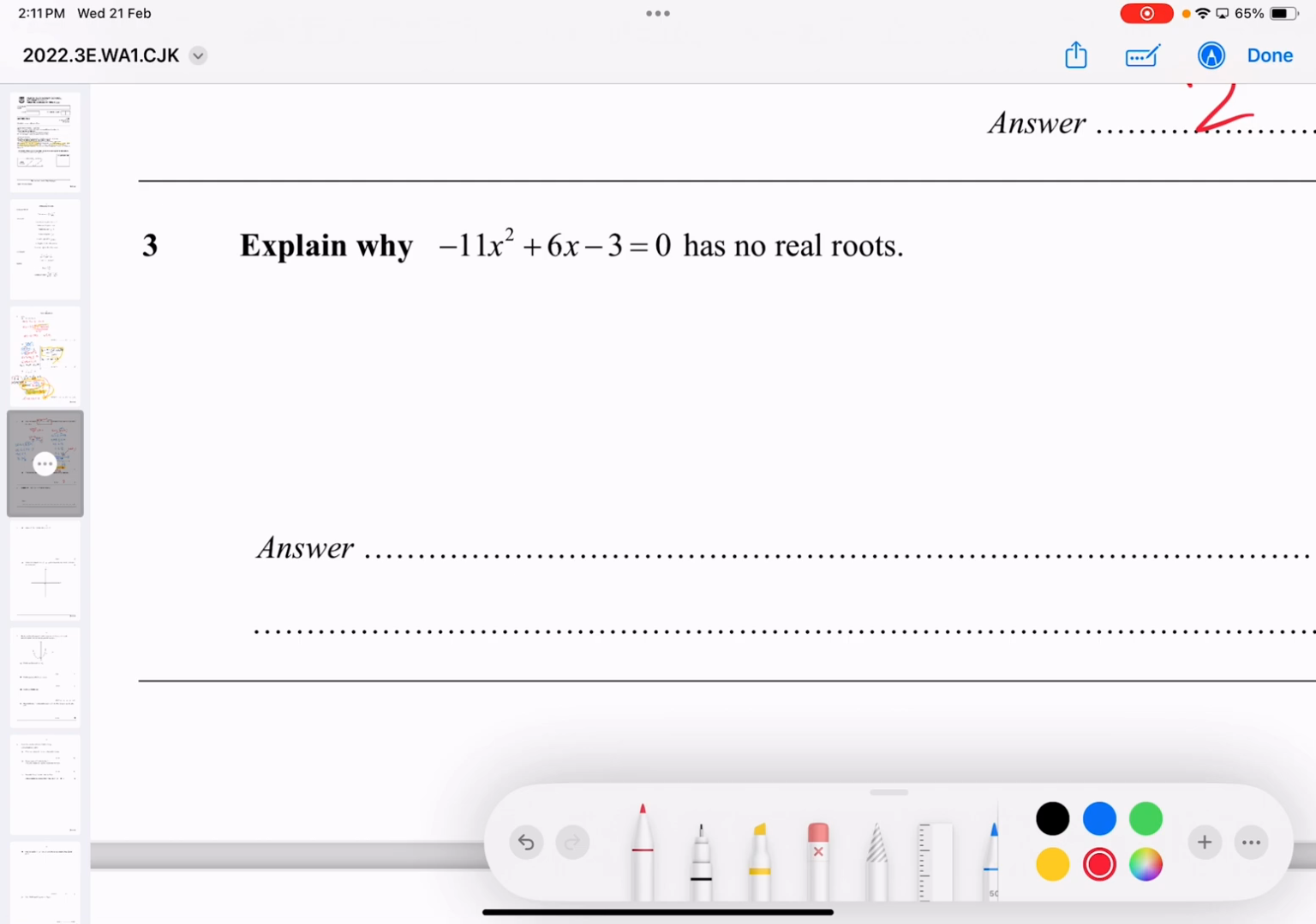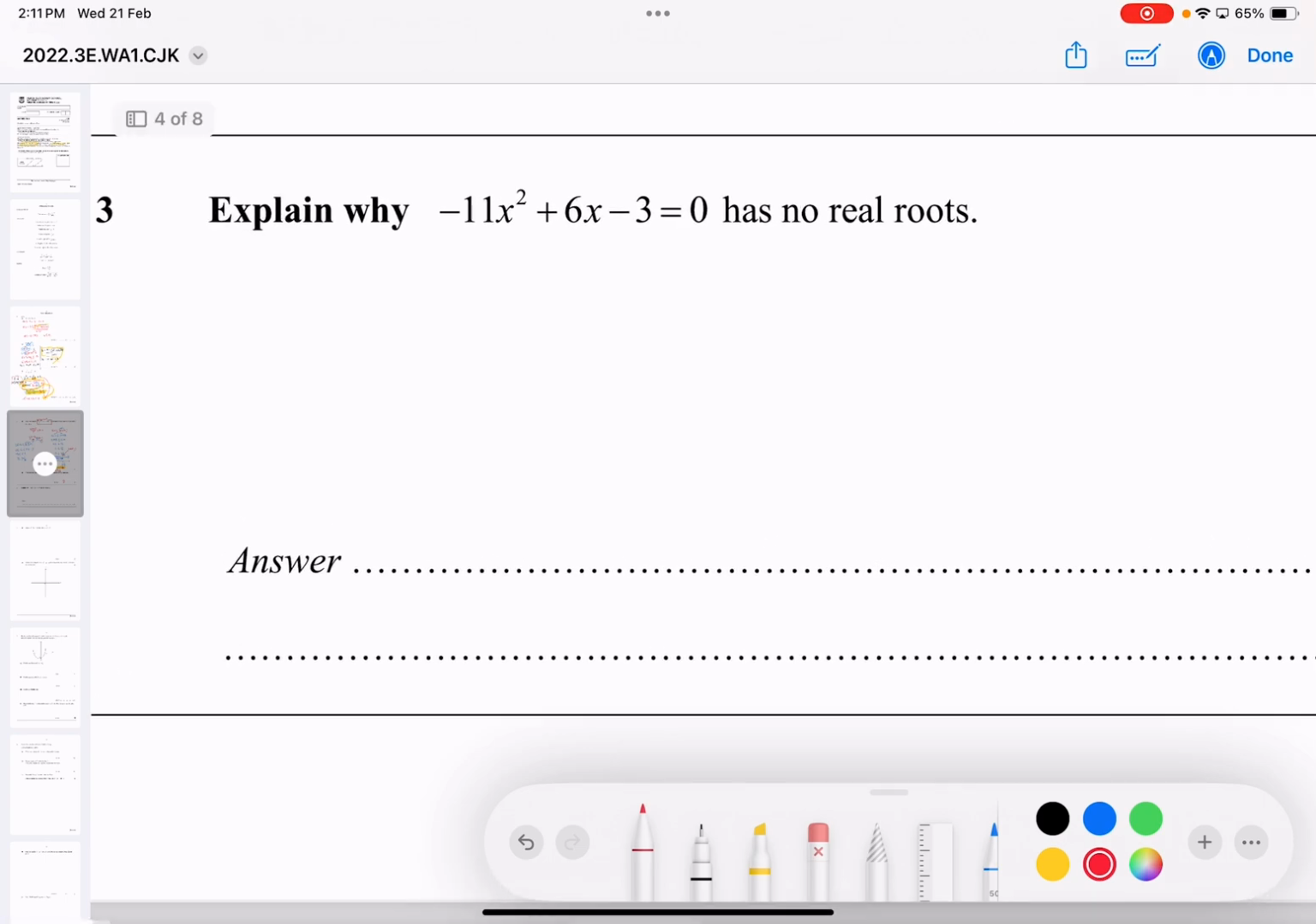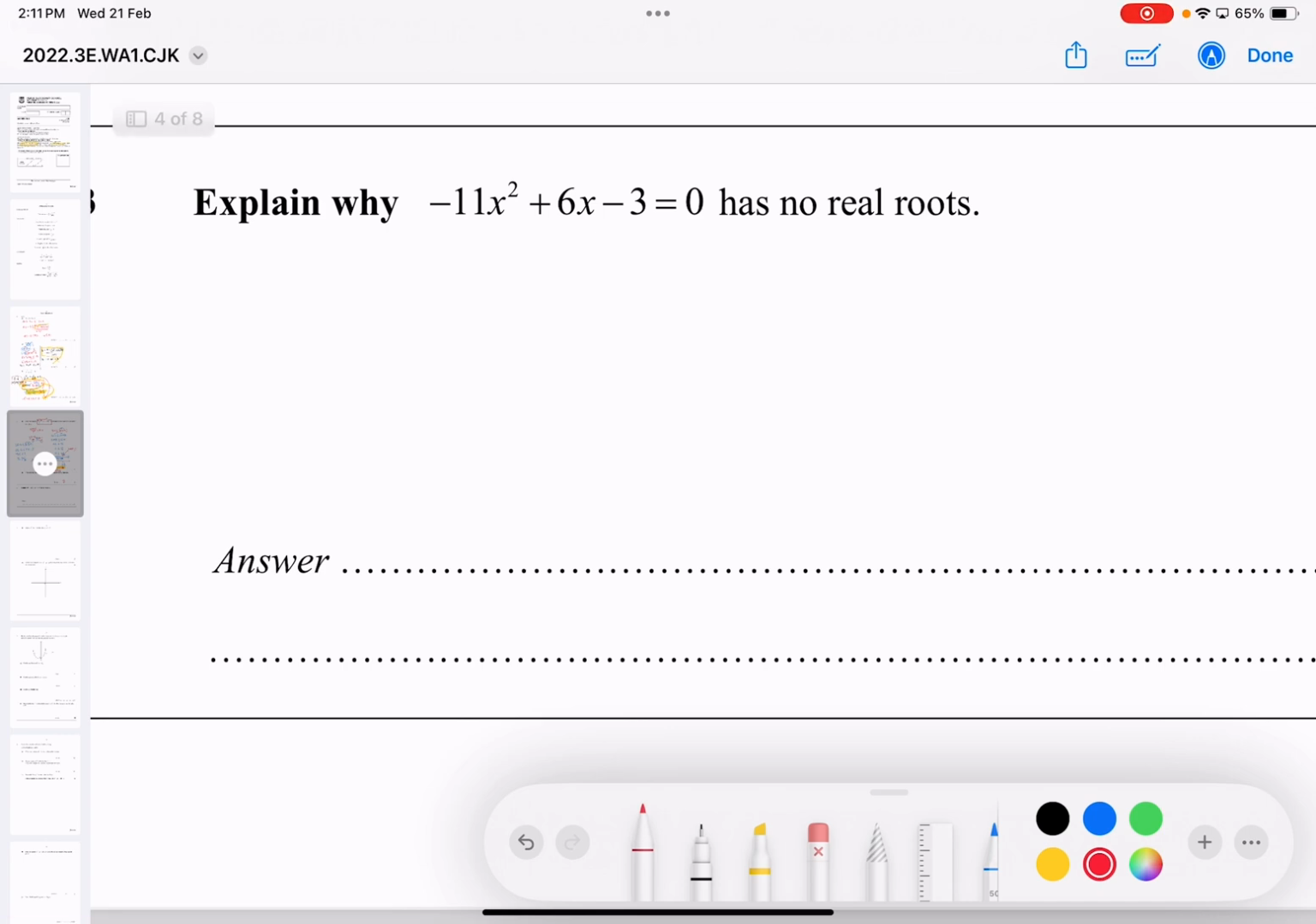Then, okay, after this, I jump to the last question. Question 5. Okay, let me explain this one first. Why does this one have no real roots? If you tell me that the discriminant is less than 0, I won't give you any marks. Because this is E math. This is not A math. Okay? So you must explain using the E math method.